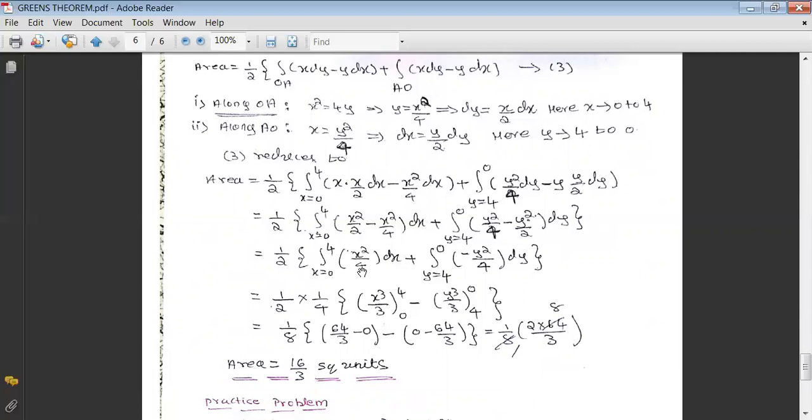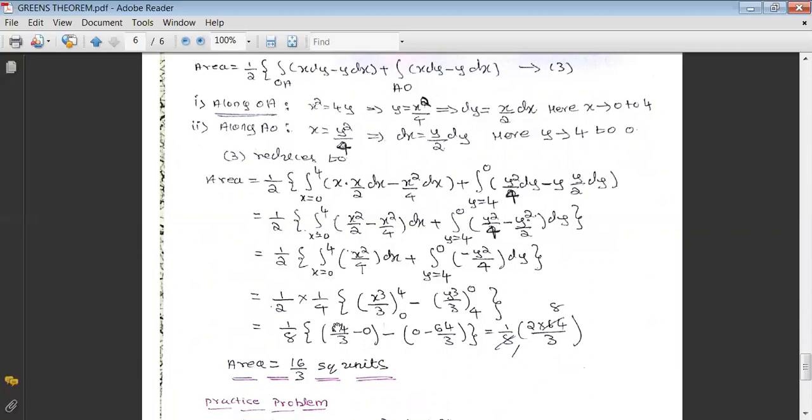Now here also 4 is there, here also 4 is there, so 1 by 4 outside. Integration of x square with respect to x is x cube by 3 over the limit 0 to 4, minus plus into minus is minus. Integration of y square with respect to y is y cube by 3 over the limit 4 to 0. Now it is 1 by 8.